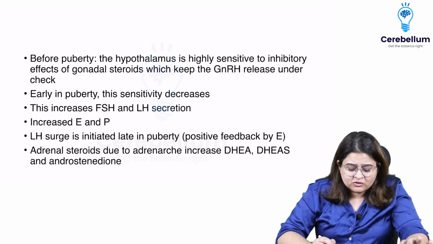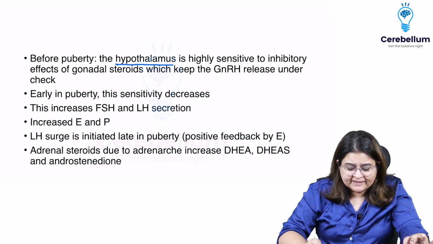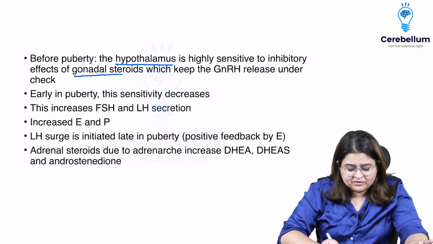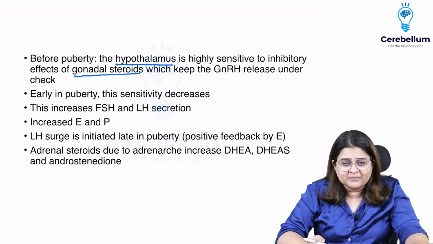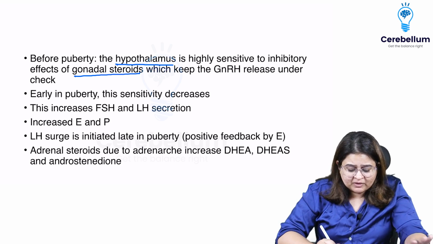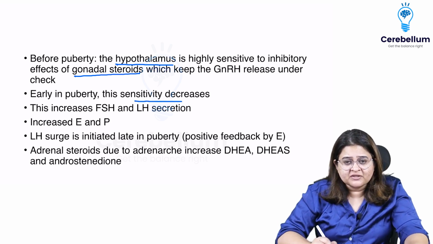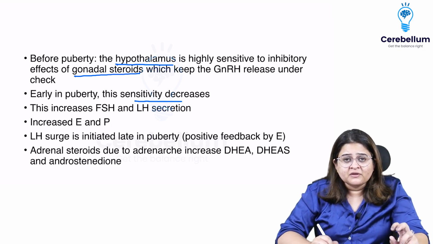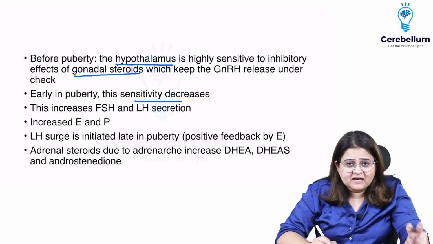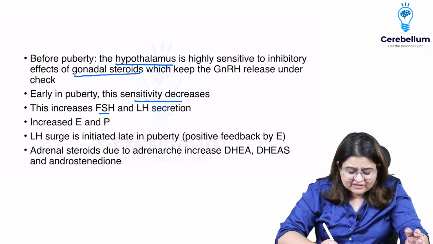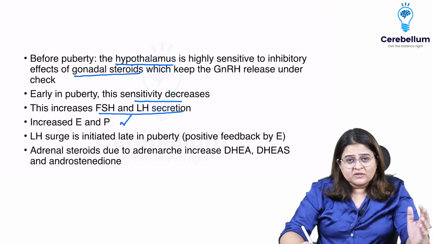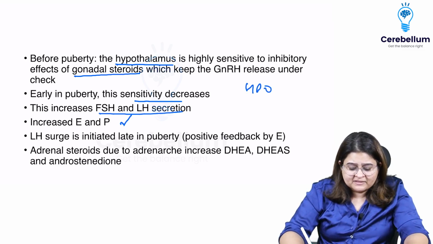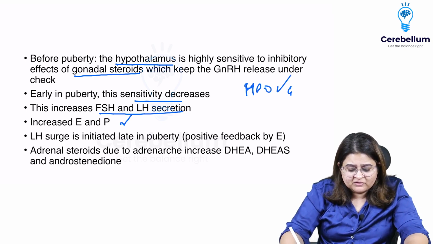Also remember that before puberty, the hypothalamus is highly sensitive to the inhibitory effect of gonadal steroids, which keeps the GnRH release under check. So before puberty, nothing happens. Early in puberty, the sensitivity decreases. That means the hypothalamus becomes more and more responsive and starts secreting GnRH, which increases FSH and LH secretion, which in turn increases estrogen and progesterone. And this is what starts puberty. So the HPO axis starts getting activated because of the release of GnRH.